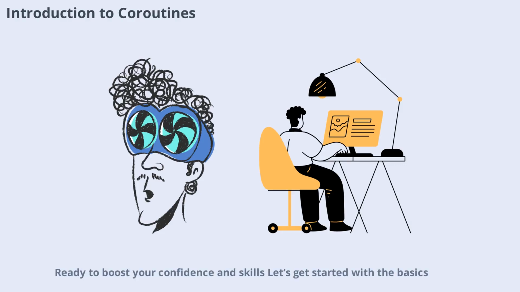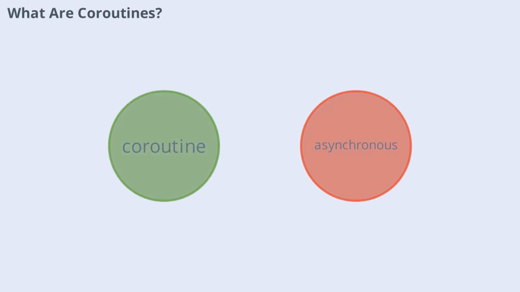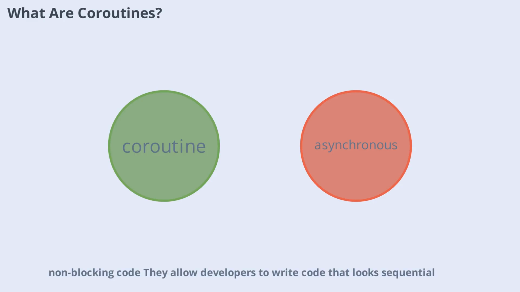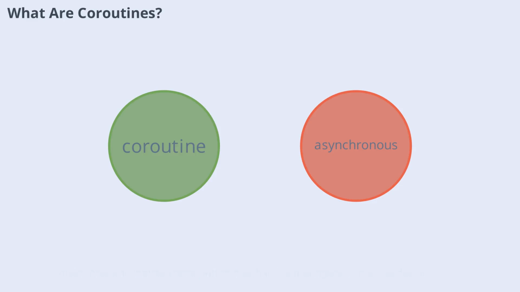Let's get started with the basics. What exactly are coroutines in Kotlin? Coroutines are Kotlin's native solution for writing asynchronous, non-blocking code. They allow developers to write code that looks sequential but actually runs tasks concurrently in the background. This means you can perform network requests, database operations, or any long-running task without freezing your app's user interface. Coroutines use suspending functions and structured concurrency to make asynchronous programming much more manageable and readable. Understanding this foundation is key for any Kotlin developer.